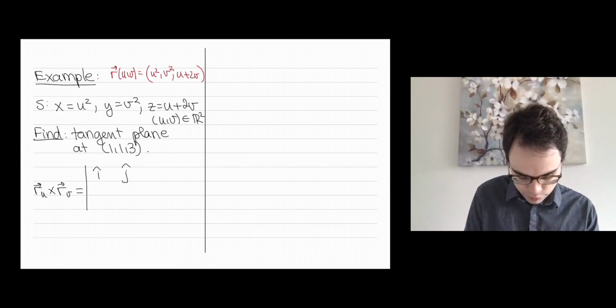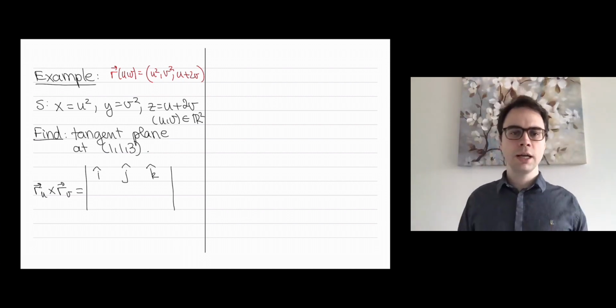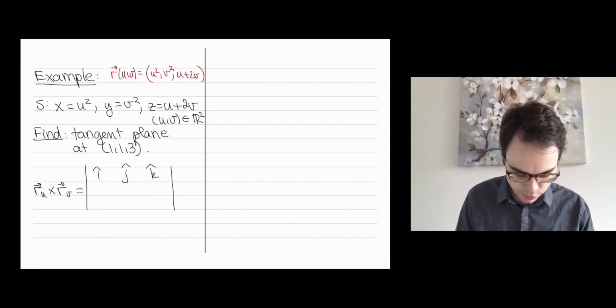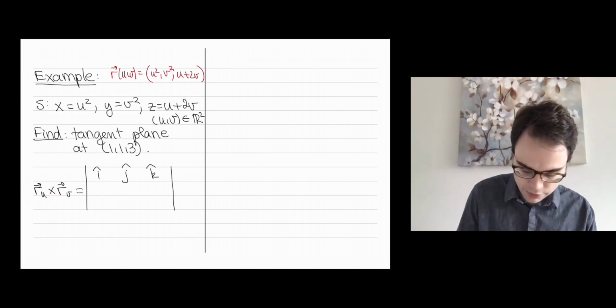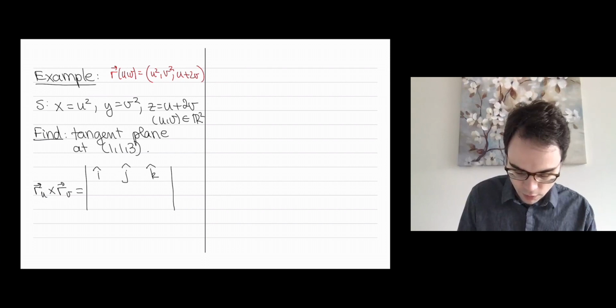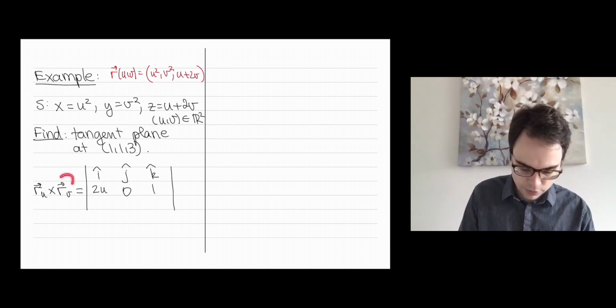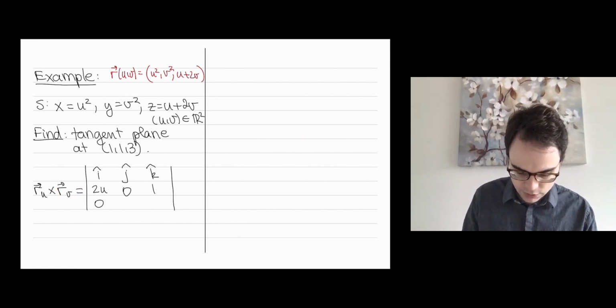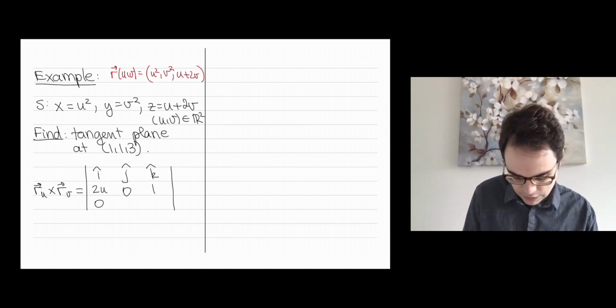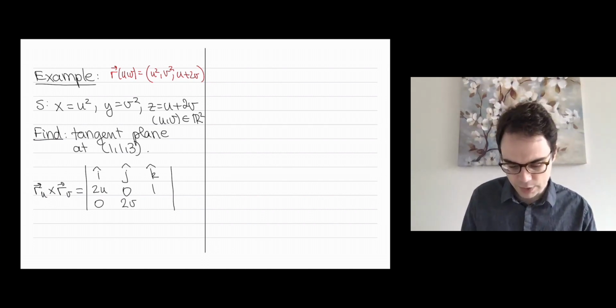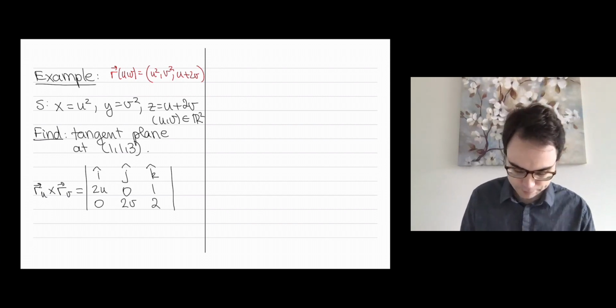To compute the cross product, just put the three coordinate vectors on the first row. On the second row of the matrix, we enter the components of the first vector, that's the u partials of R. That gives us 2u, 0, and the u partial of u plus 2v is just 1. Finally, in the third row, we put the components of the second vector: the v partial of u squared is 0, of v squared is 2v, and of u plus 2v is 2.